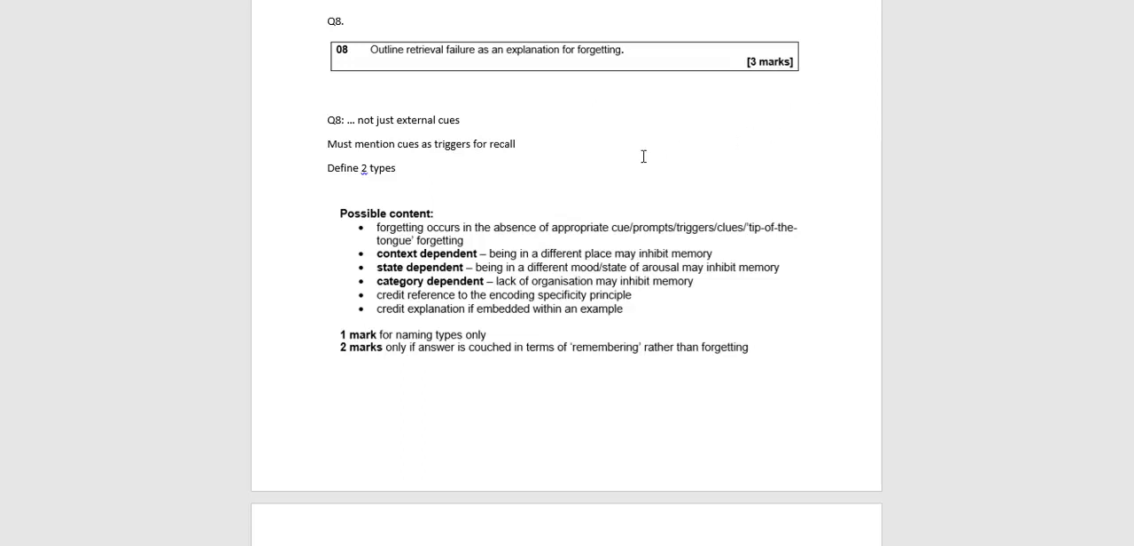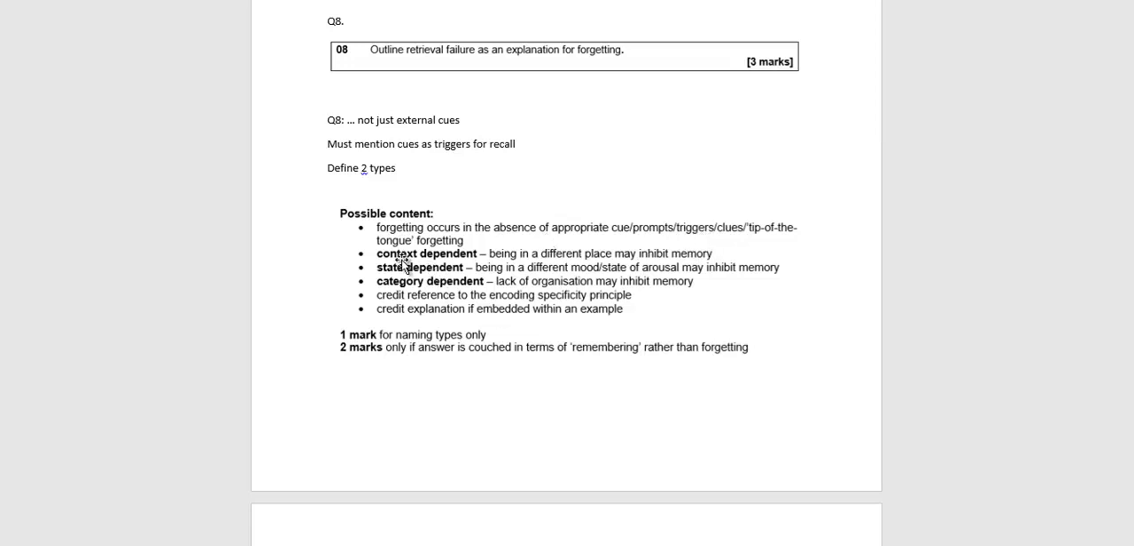Okay, so just some feedback from my students: we shouldn't be just saying this is about external cues, and we must mention the word cues as triggers for recall, and then basically we're trying to define the 2 types. So if we look at the mark scheme here, it says forgetting occurs in the absence of appropriate cues, or clues you could use, which act as triggers for memory.